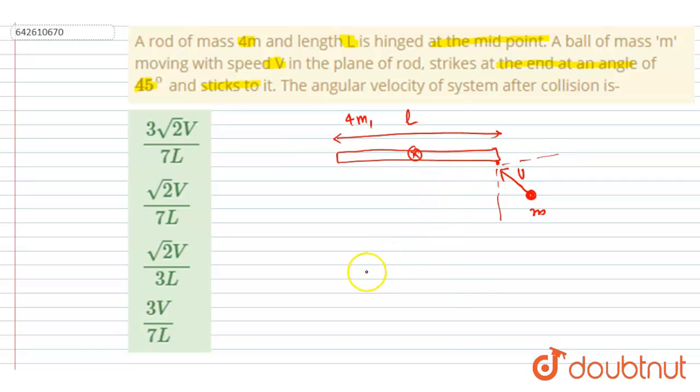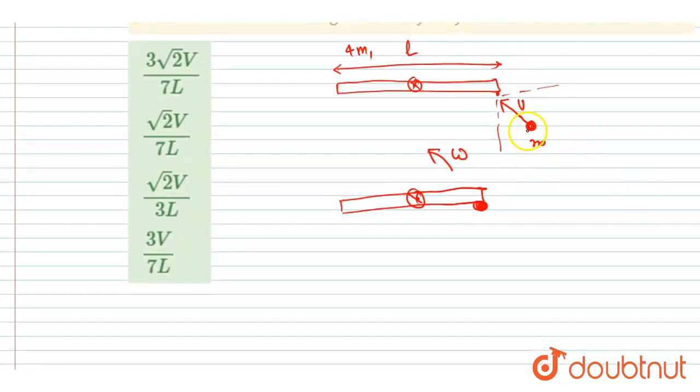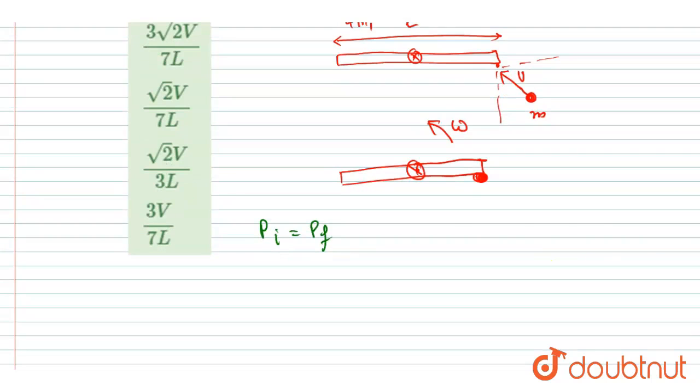After sticking, the structure will be somewhat like this, and the whole system after sticking will rotate with an angular velocity omega, right? If I take this ball and rod as a system, then there won't be any external force on the system, right? So I will write the initial angular momentum of the two is equal to the final angular momentum of the two, right?